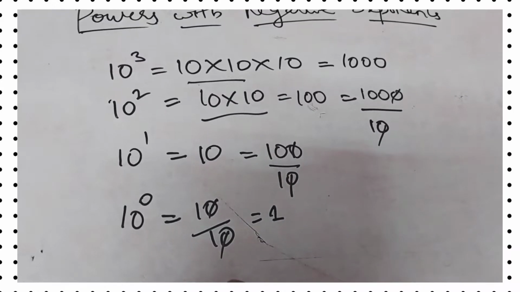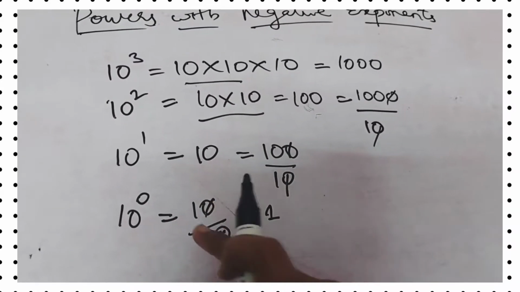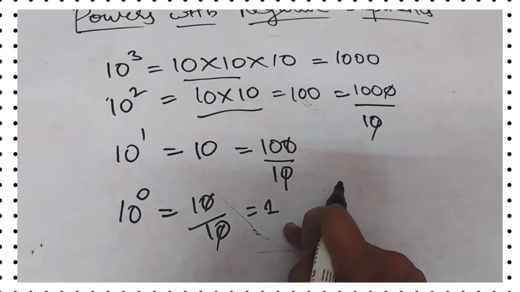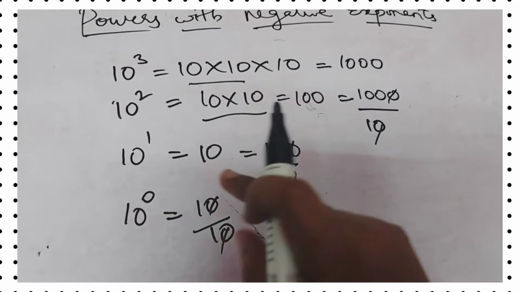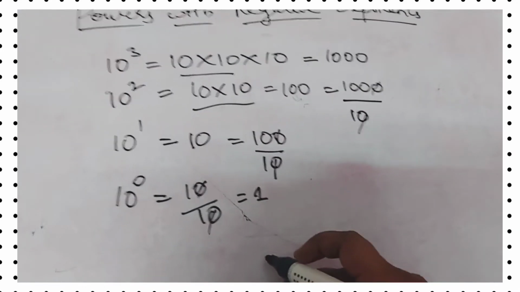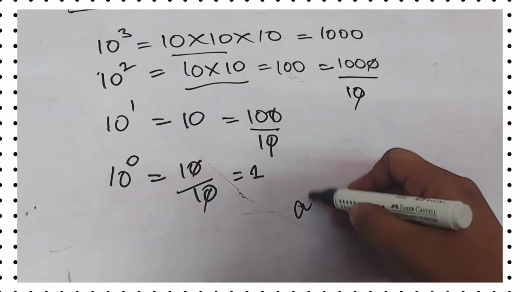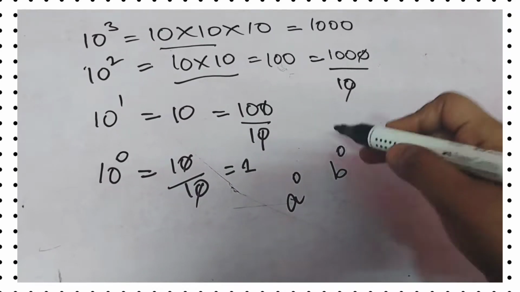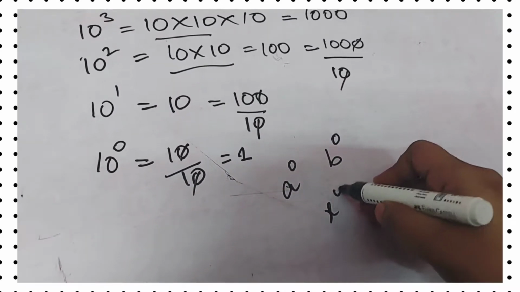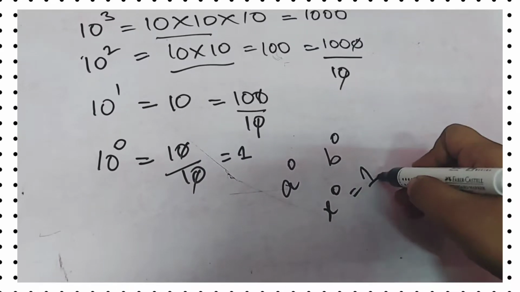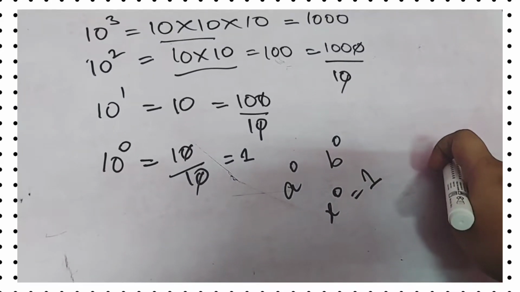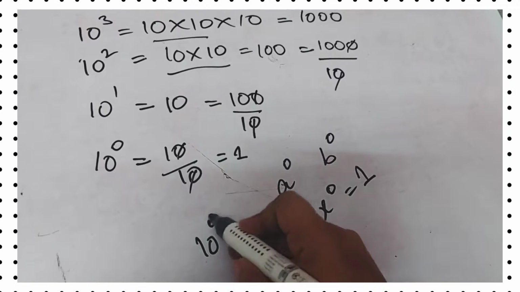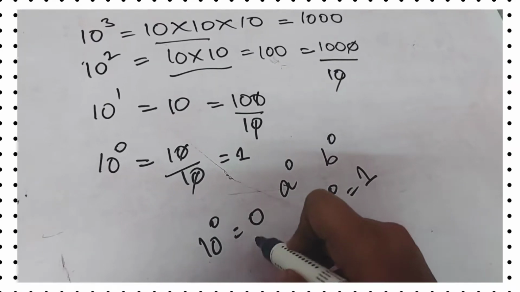So the answer is 1 by 1, which means the answer is 1 only. So 10 to the power of 0 is 1. Always when you write a to the power of 0, b to the power of 0 or x to the power of 0, the answer is 1 only. So if 10 to the power of 0 is there, don't write 0. The answer is 1.